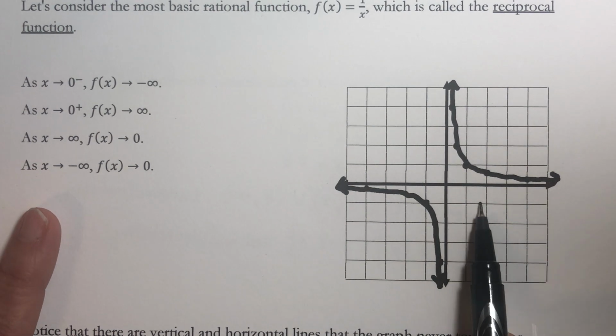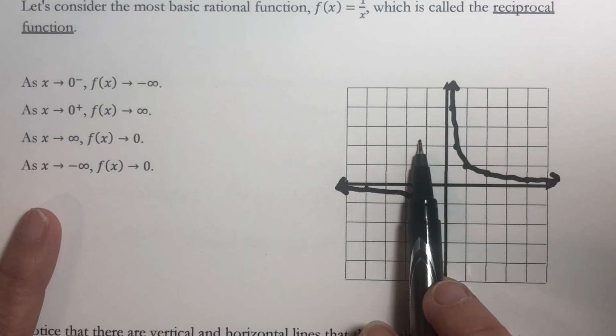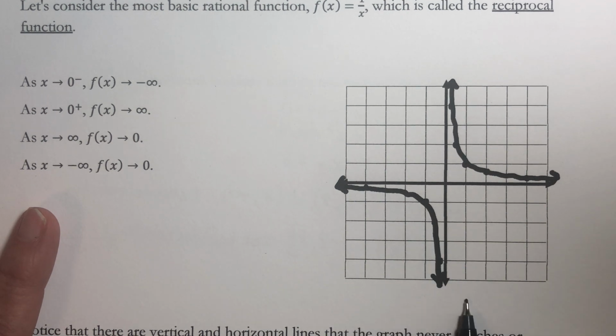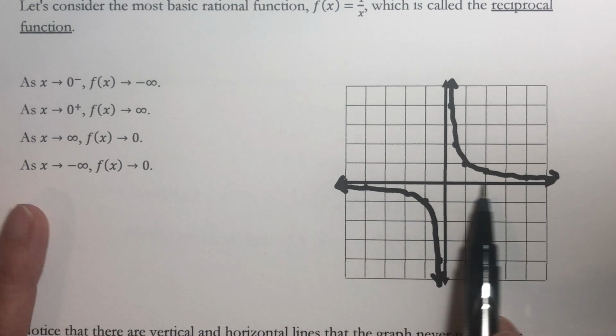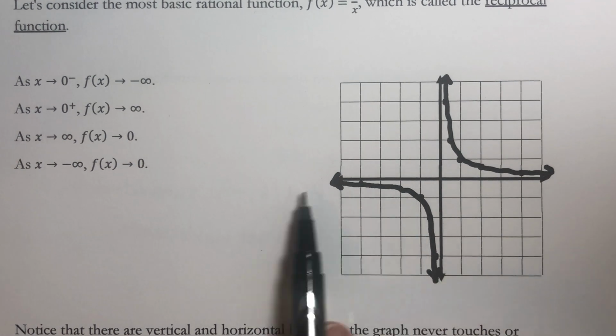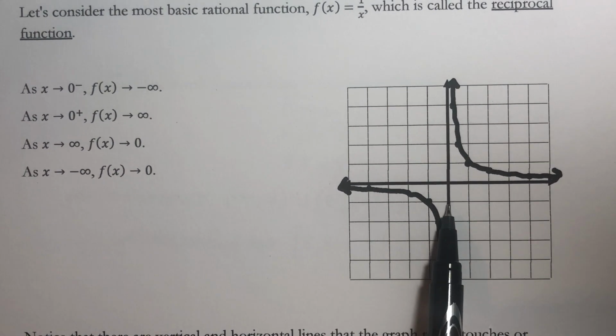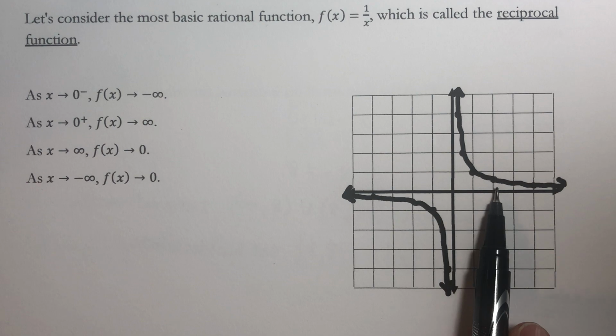You'll notice that our graph gets really, really close to the y-axis here, but it actually never touches it or crosses it. The same thing is happening here with our x values, our x-axis. These have special names. We'll talk about them in just a second.